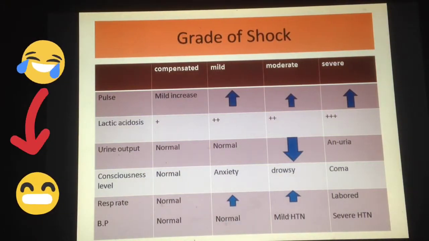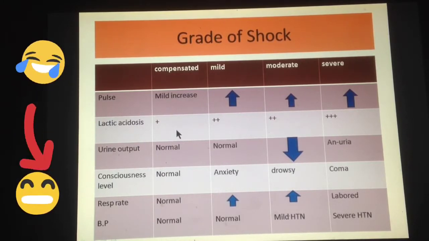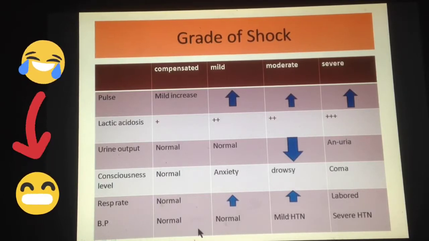Now, the grades of shock. The shock can be compensated, mild, moderate, or severe. This is graded upon specific criteria such as pulse, lactic acidosis, urine output, conscious level, respiratory rate, and blood pressure. In compensated shock, the pulse is mildly increased, there is lactic acidosis, and the urine output, conscious level, respiratory rate, and blood pressure are all normal.